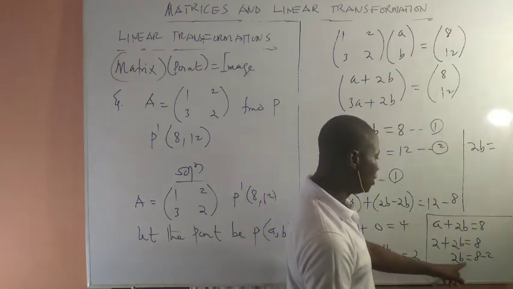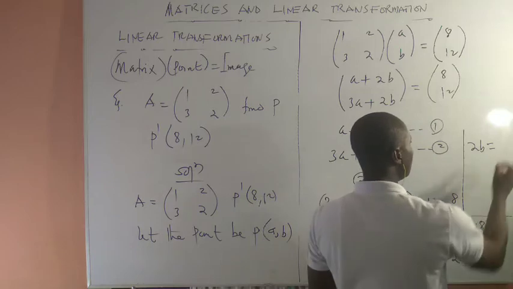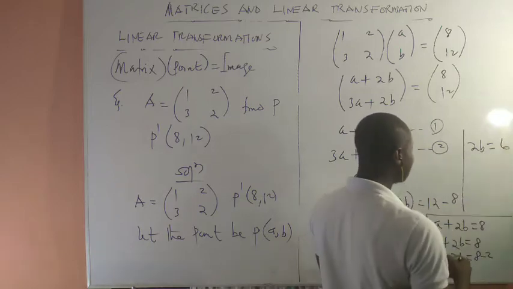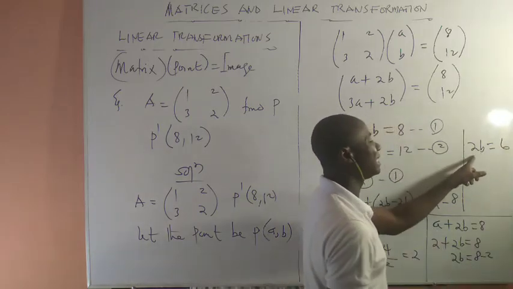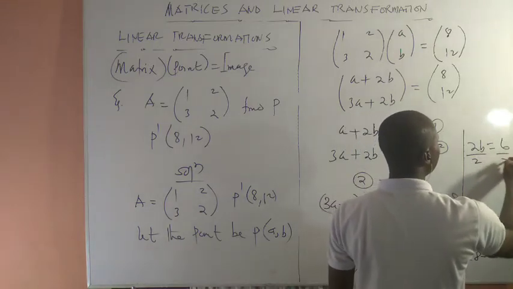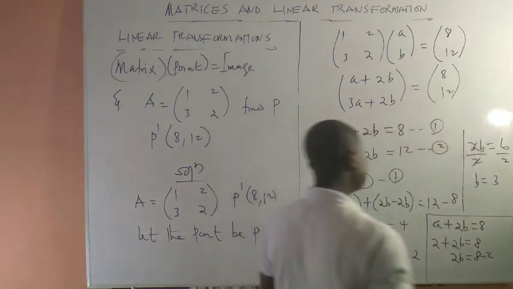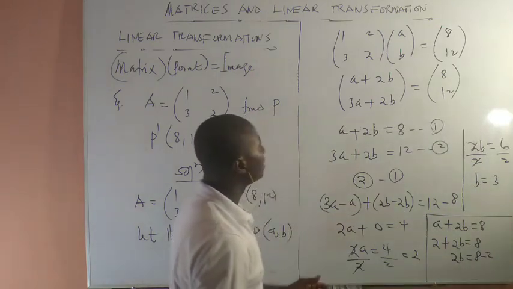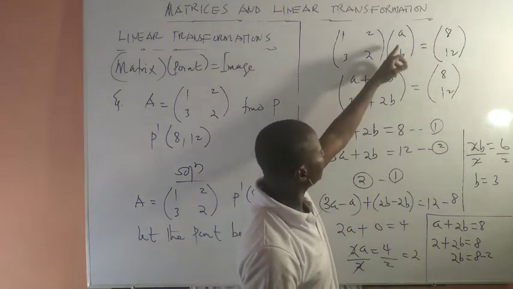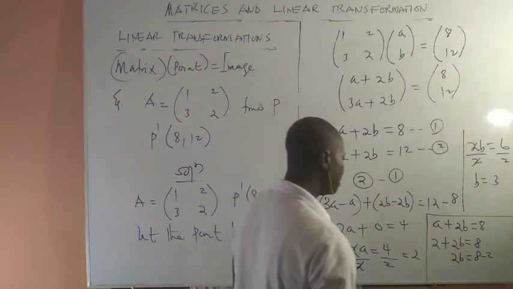So we have 2b equals 8 minus 2. So 2b will be equal to 8 minus 2, which is 6. In making b the subject, you have to divide both sides by the constant attached to the b. So we have divided by 2, and our b is equal to 3. That means that the image, the point AB is now 2, 3. So the point AB is now 2, 3.